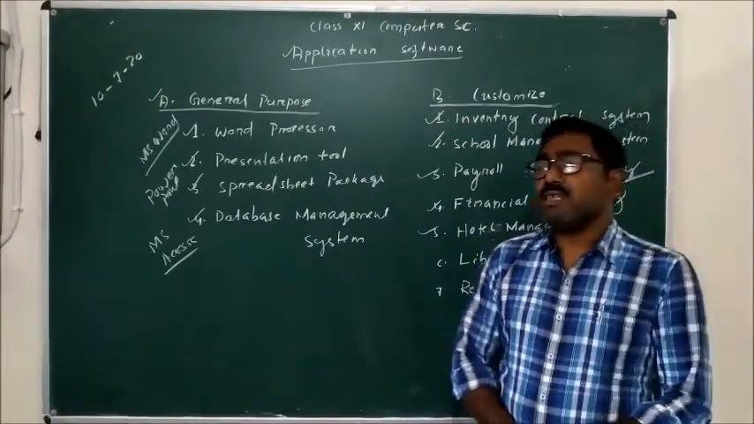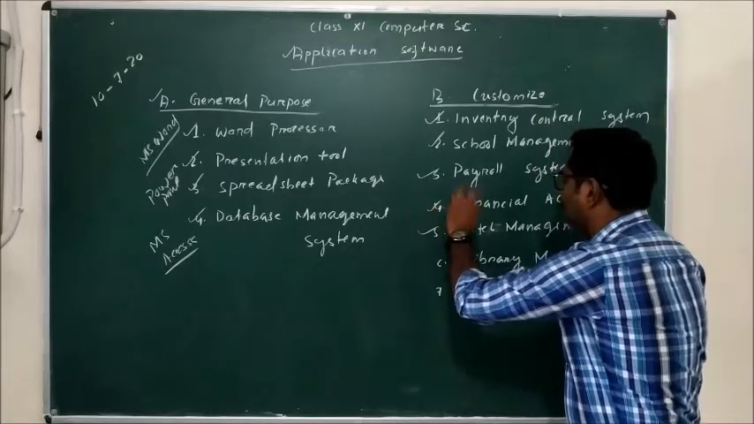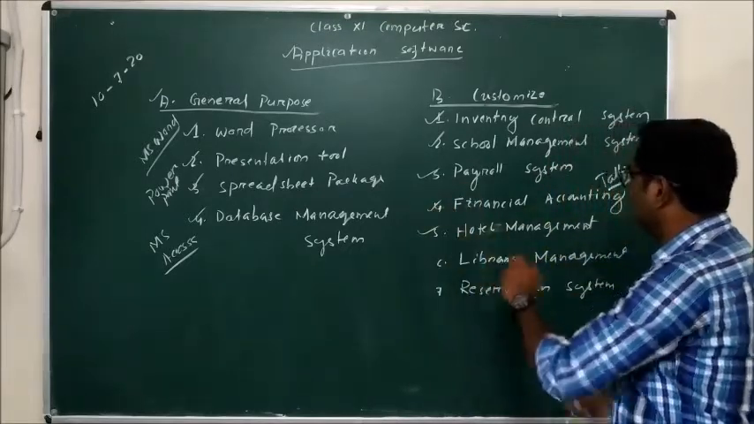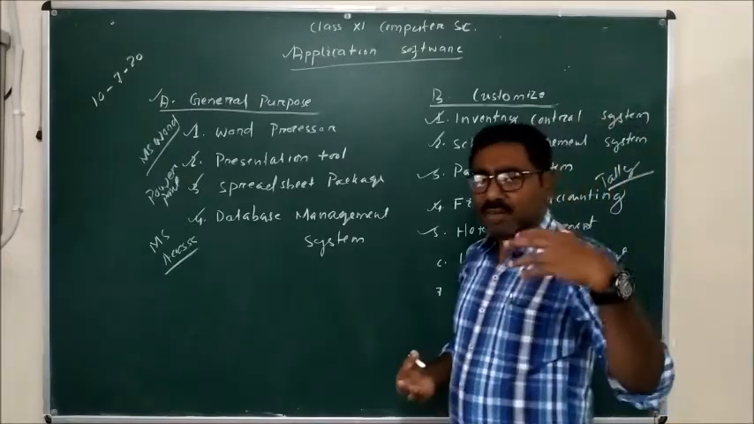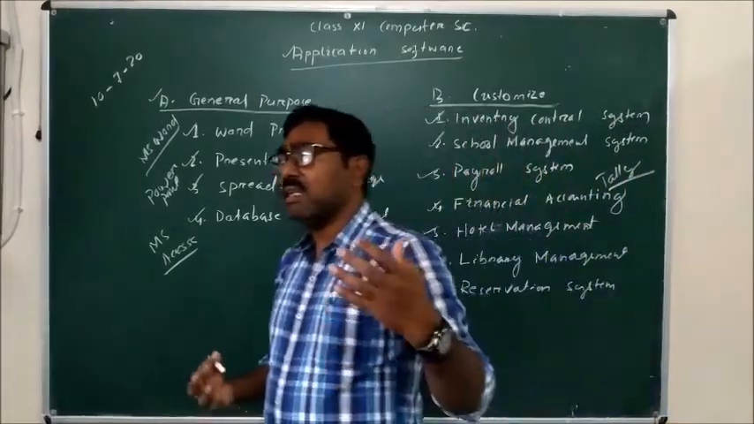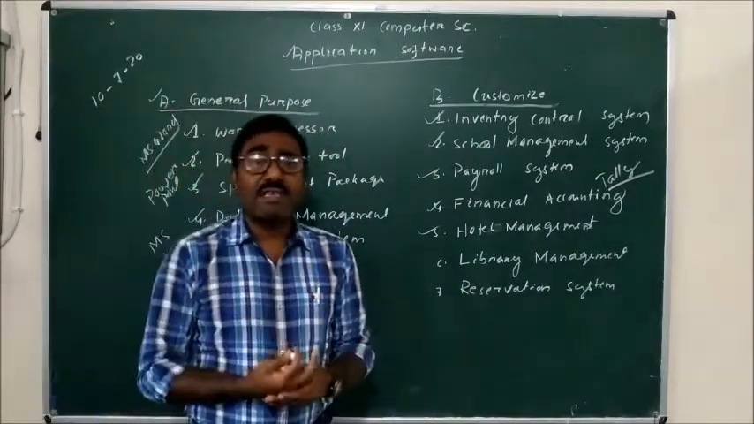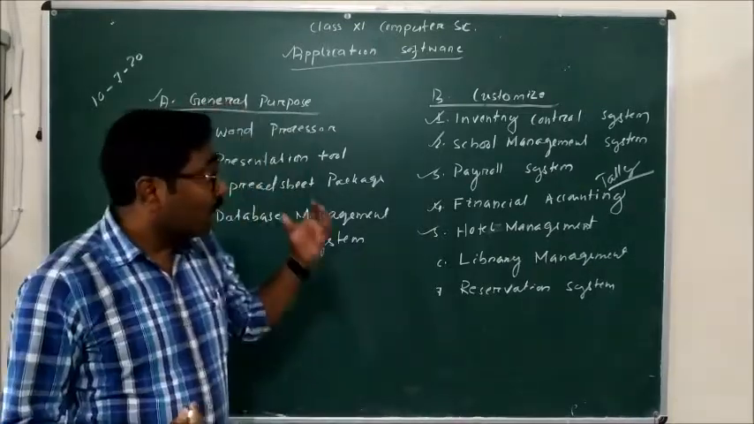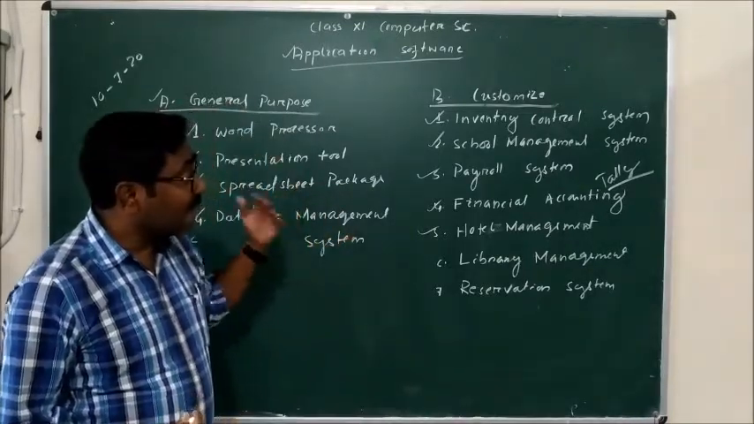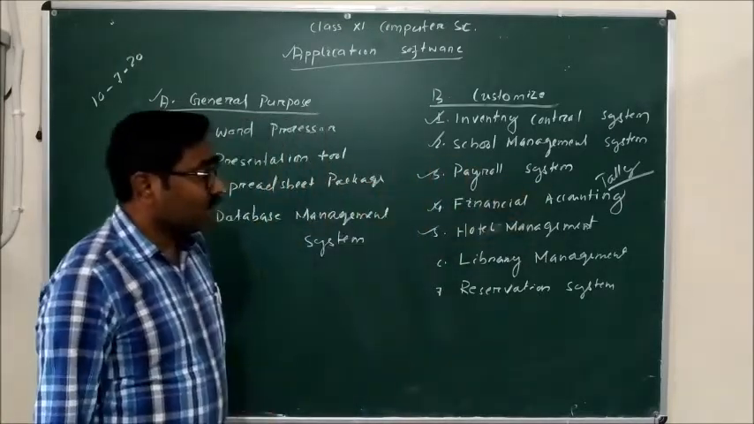Next is the hotel management system. In this hotel management system, the activities of a hotel are maintained. That means the number of rooms vacant, the number of rooms reserved, the incoming guests, the details of the guests, the details of the foods, the details of the room maintenance, all these can be maintained using software known as hotel management software.